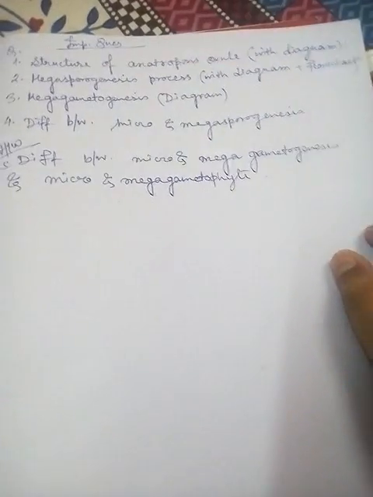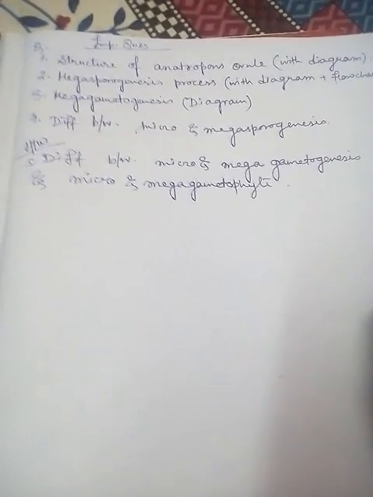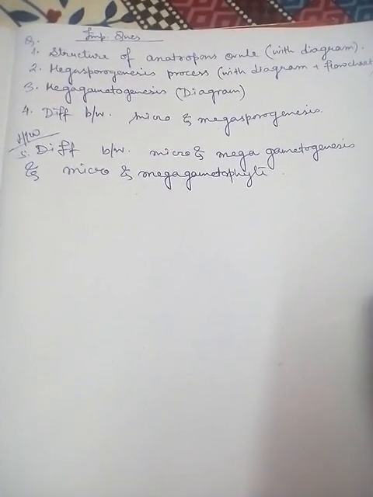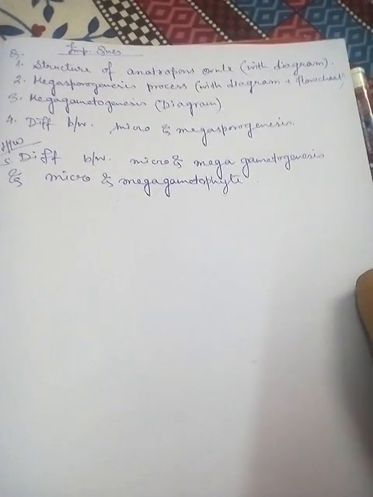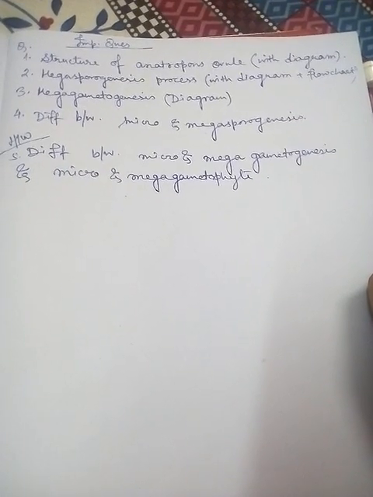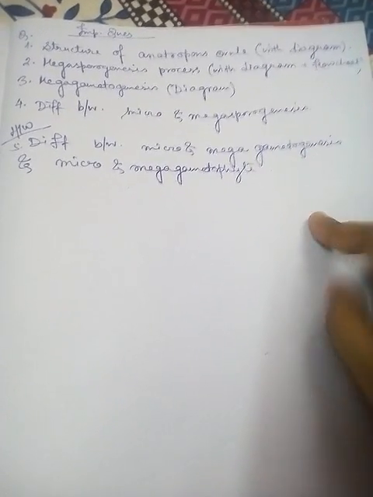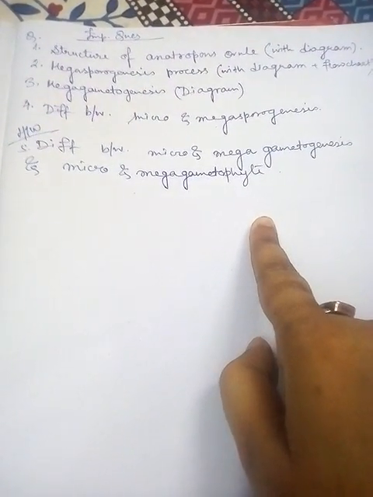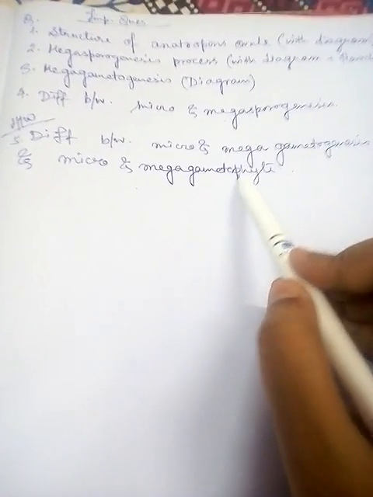Now some important questions from this chapter. Structure of the anatropous ovule: you have to practice the diagram and all the labelings, as well as the description of the anatropous ovule and functions of different parts. Next, the megasporogenesis process with diagram and flowchart, the megagametogenesis diagram, and the difference between micro and megasporogenesis, micro and megagametogenesis, and micro and megagametophyte development. The difference between micro and megagametogenesis and micro and megagametophyte development are homework. Today I will discuss micro and megasporogenesis.